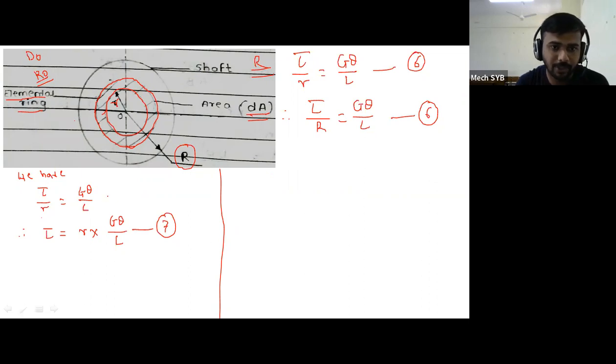We have this equation 6, which is derived from the previous two figures: tau upon small r is equal to G theta by L. In the same equation, what have I done? I have written the equation in the form of tau only. That means this r value I have taken to the right side.